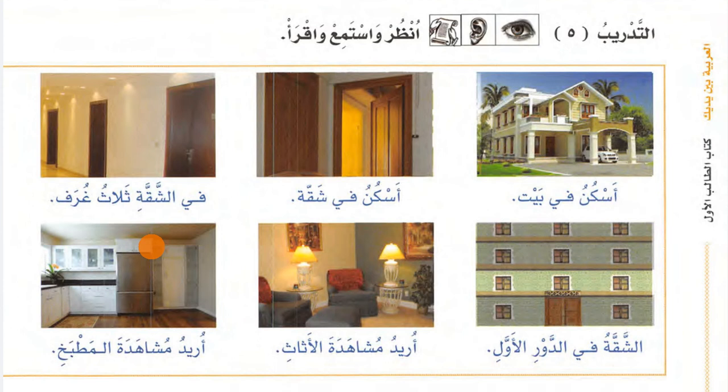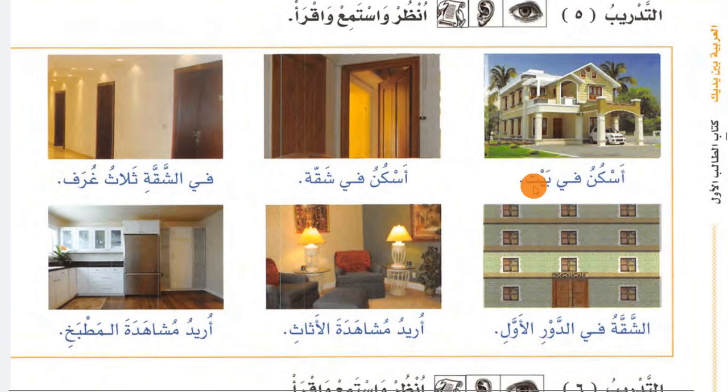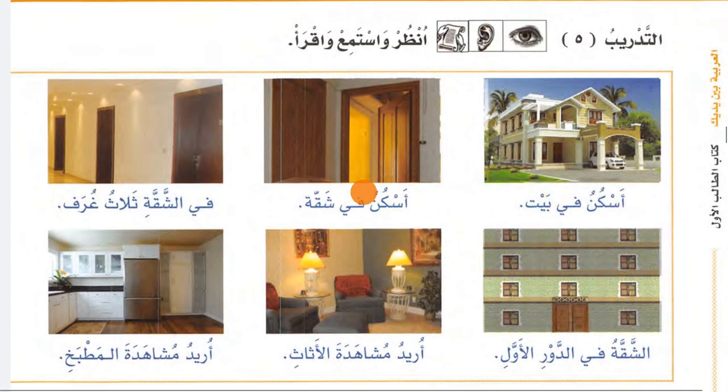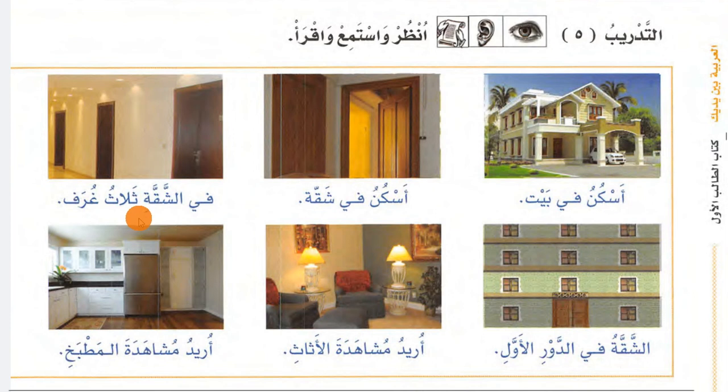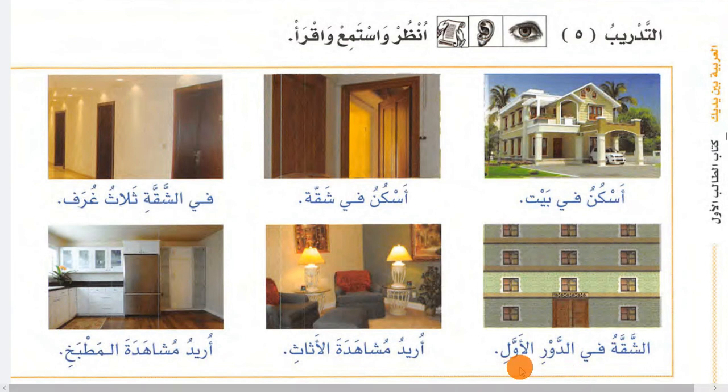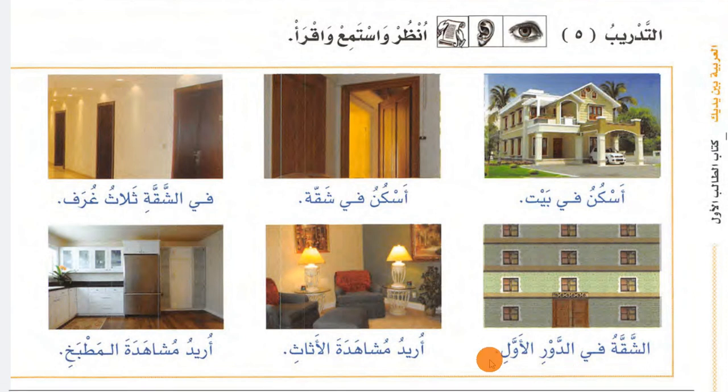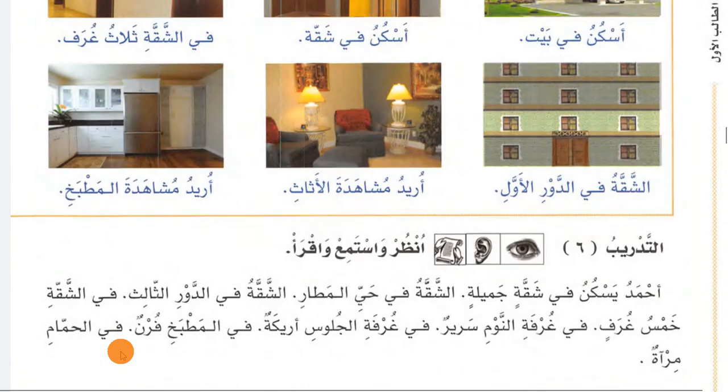Read and translate. "Askunu fi bayt," I live in a house. "Askunu fi shakka," I live in an apartment. "Fi shakkati salasu ghuraf," in the apartment there are 3 rooms. "Ashakkatu fi dawrir awwal," the apartment is on the first floor. I want to see the furniture. I want to see the kitchen.